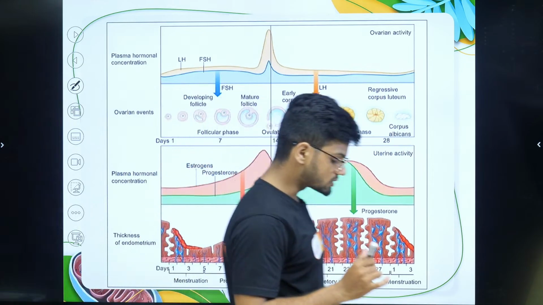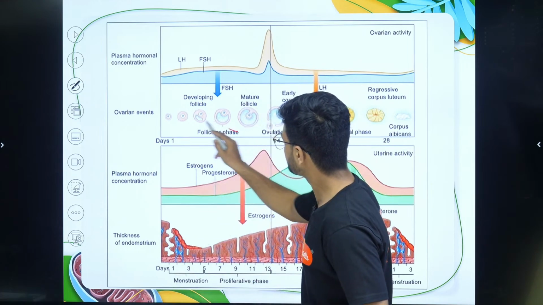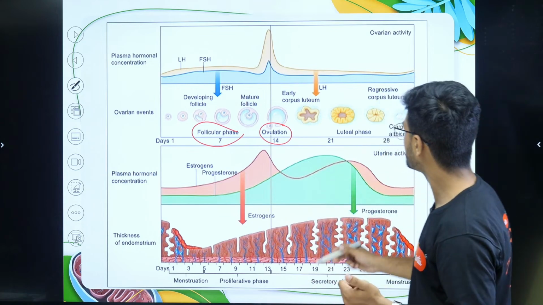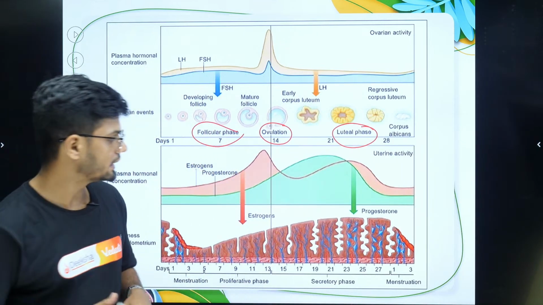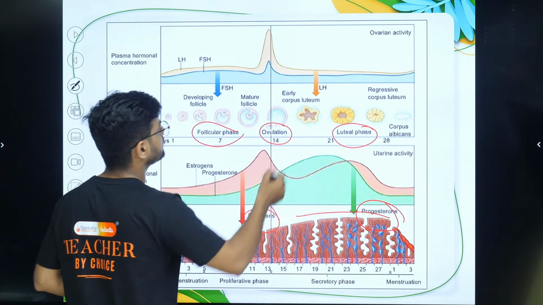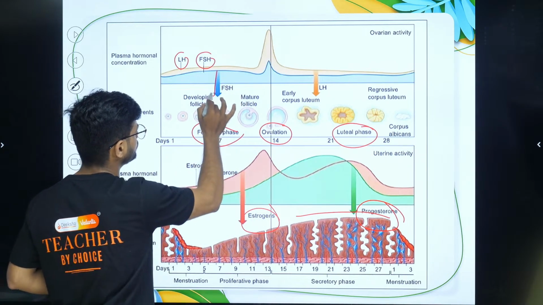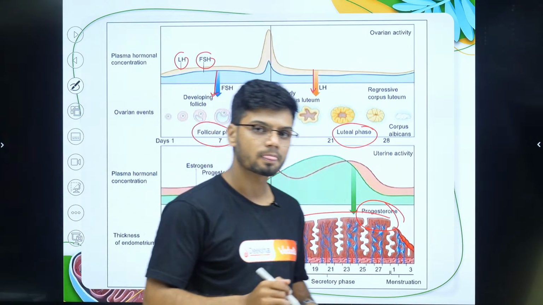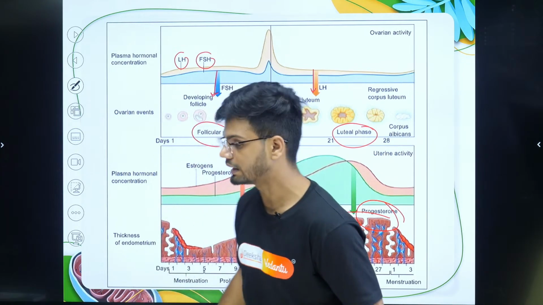Now, these are the different phases in the menstrual cycle. The first phase is called what? Follicular phase, where follicles are developing. The 14th day is called ovulation, where the ovum is released, and finally we have the luteal phase. In the luteal phase, the endometrium is maintained by the production of progesterone and estrogen. We have the production of LH and FSH. FSH will act on your follicles, LH will act on the corpus luteum. Corpus luteum produces progesterone, which acts on the endometrium layer.